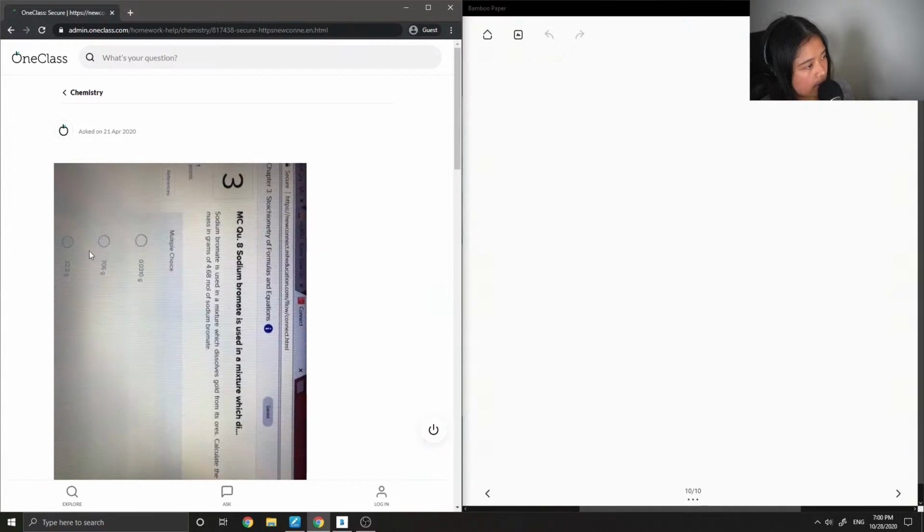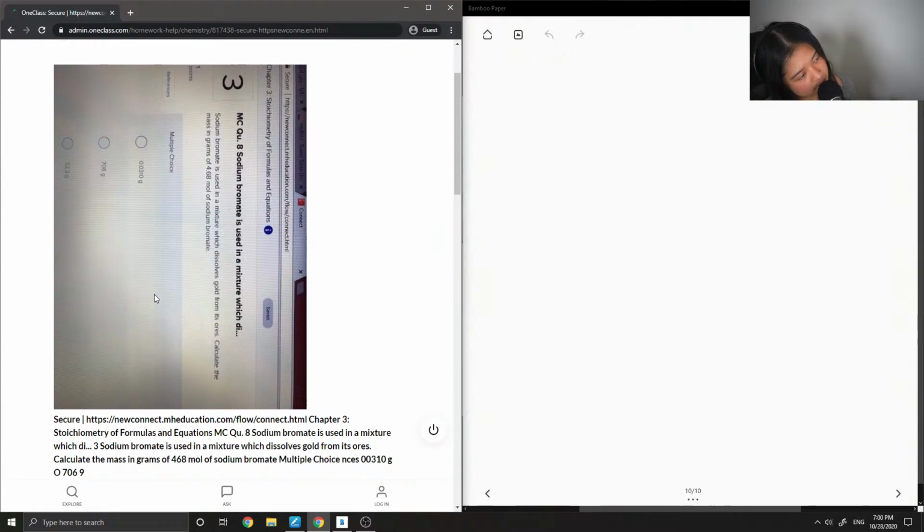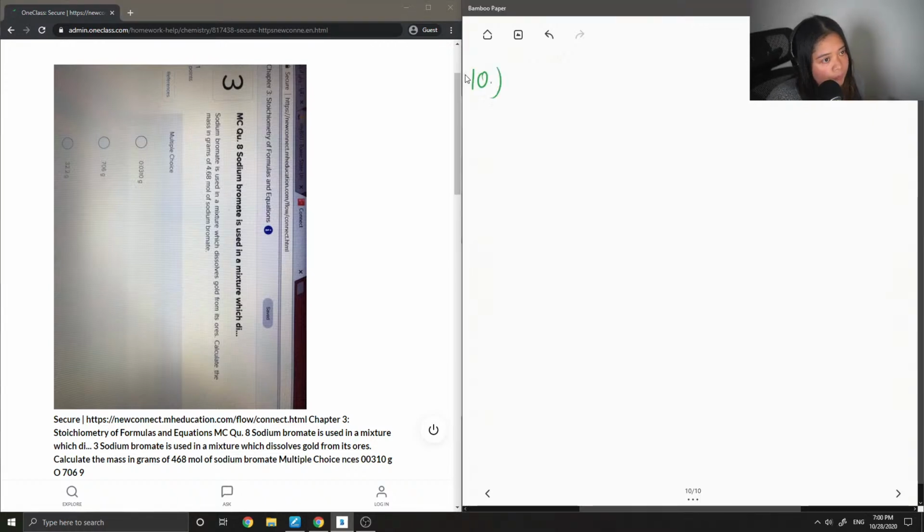Okay, so let's look at question number 10. It's kind of at an angle. But basically it says sodium bromate is used in a mixture which dissolves gold from its ores. Calculate the mass in grams of 4.68 moles of sodium bromate. So this is a pretty easy question.